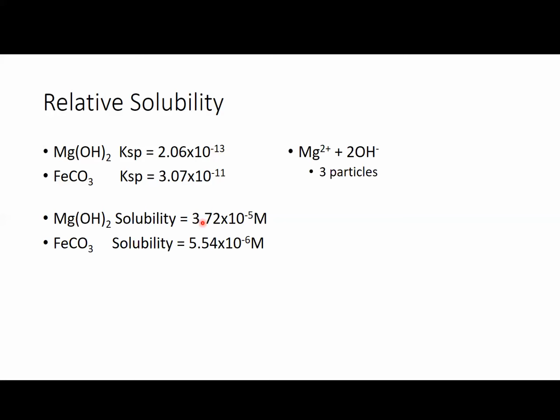When this breaks up, it forms 3 particles, 1 magnesium and 2 hydroxides. When iron carbonate breaks up, it forms 2 particles, 1 iron and 1 carbonate. And the math changes a little bit. This is going to have an x cubed factor in here. This is going to have an x squared factor in here.